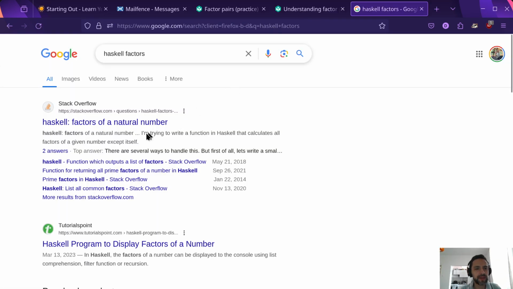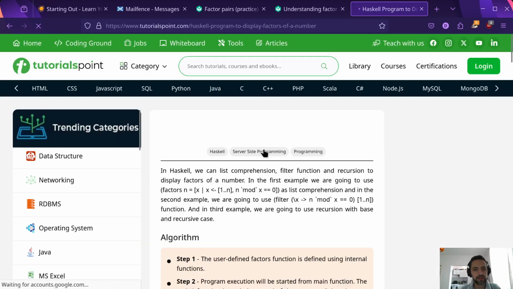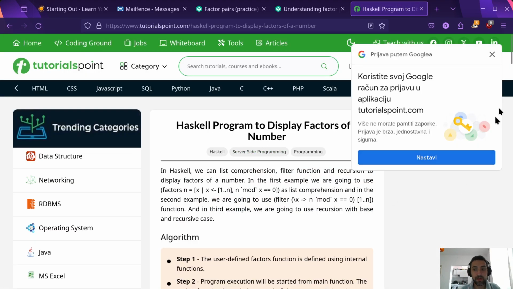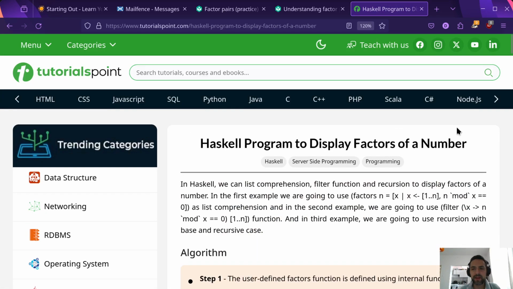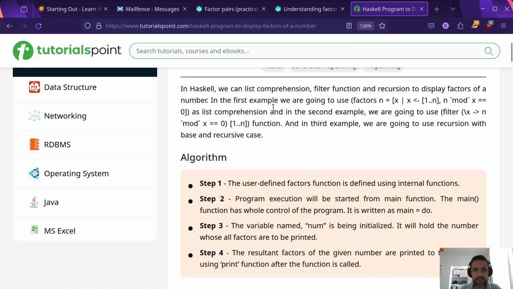Haskell factors of a natural number. Haskell program to display factors of a number. Let's check. List comprehensions. All right, that's what we want, right? Haskell program to display factors of a number. In Haskell, we can use list comprehension, filter function, and recursion to display factors of a number. In the first example, we're going to use factors n, x, n mod x is 0. Oh, that's what we did before.